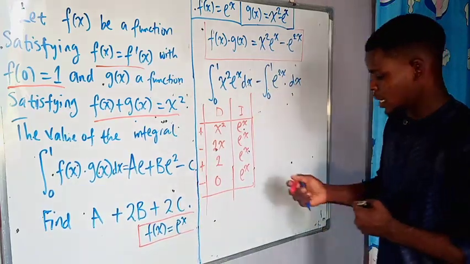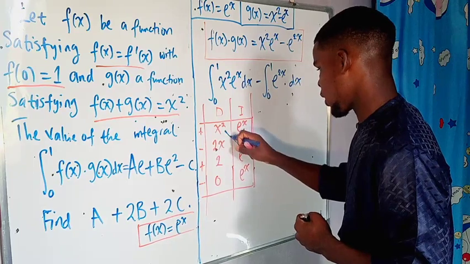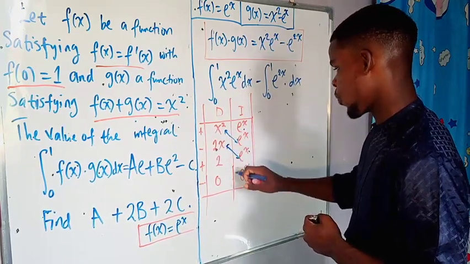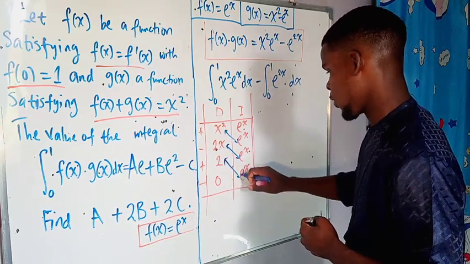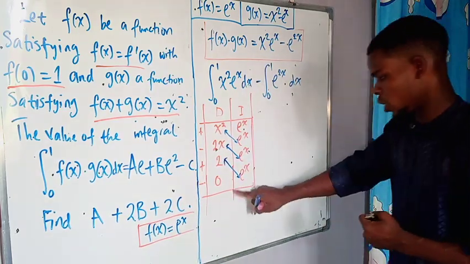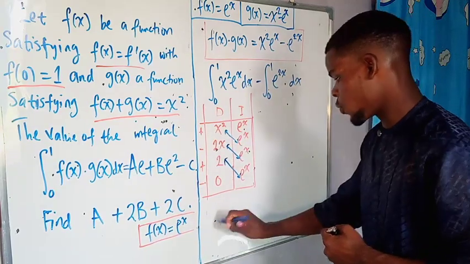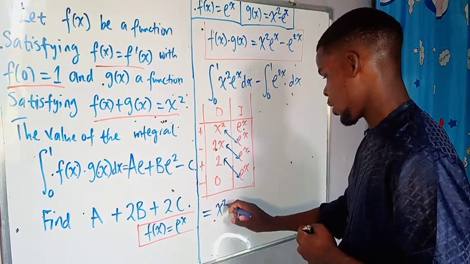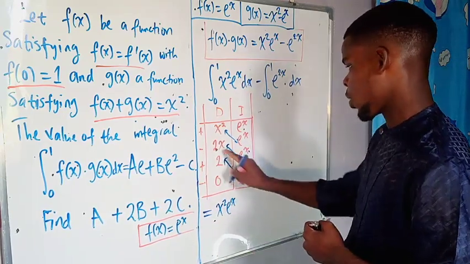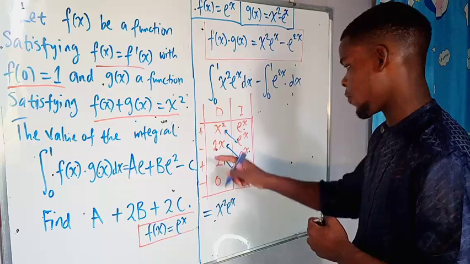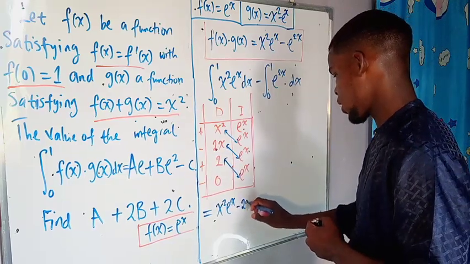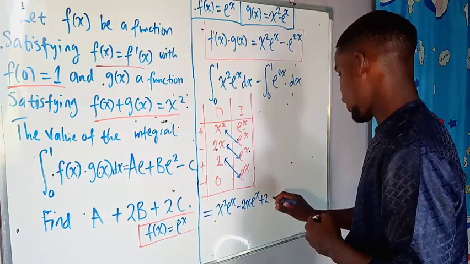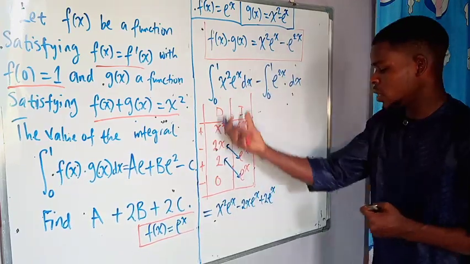Okay, so when we are done like that, what we do is to multiply this and that together diagonally, right? Multiply this and that together, multiply this and that together. Okay, so this right here will become, well, let's see, that will be x squared times e to the power of x. Multiply this and that together. Always pay attention to the sign in front at the same time. That will be minus 2x e to the power of x, right? Multiply this and that together. We have plus 2 times e to the power of x. So we are done with the integral of that.